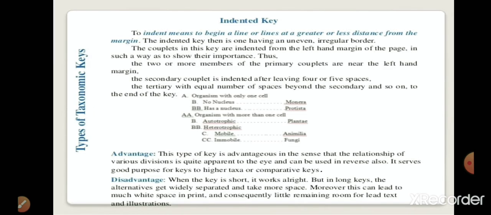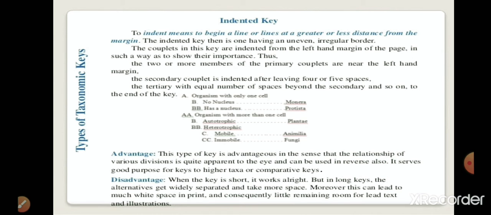So let's talk about the indented key. To indent means to begin a line or lines at a greater or lesser distance from the margin. In this figure, you can see that indenting means beginning a line or lines at a greater or lesser space from the margin. So this is the type of indented key.